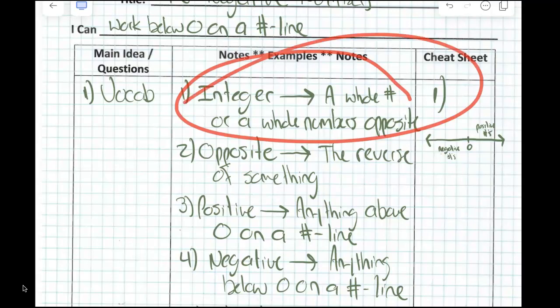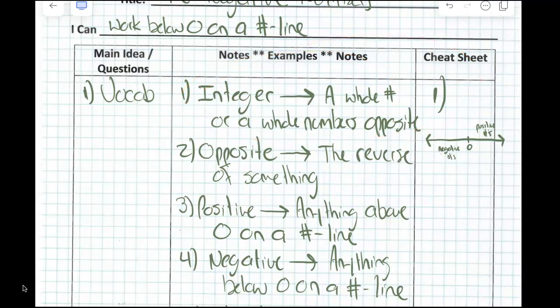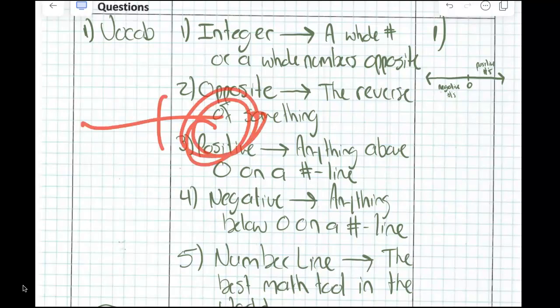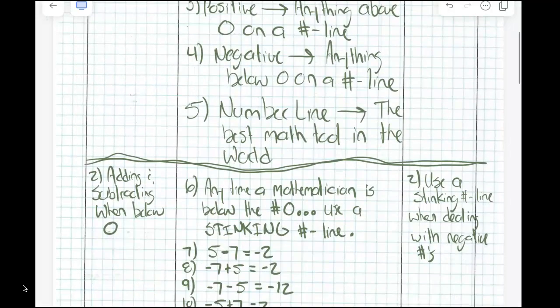An integer is what? A whole number and its opposite. Okay, cool. If I have a number line, where are the positives on the number line? On the right side. So this is 0, right? Where are the negatives? On the left side. So we have our positive numbers and negative numbers. We know the number line is the most important mathematical tool in the world, yes? Yes. We good?